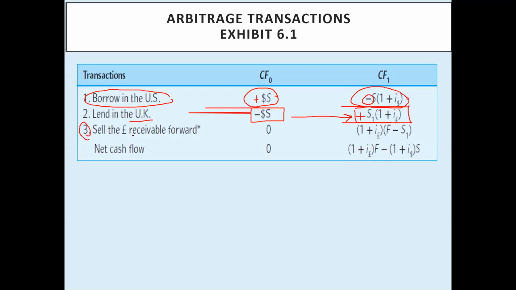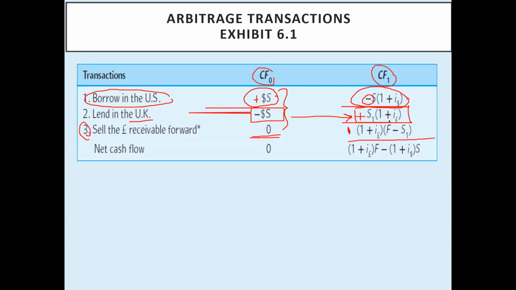Finally, I'm going to sell the UK proceeds forward so that I can lock in a US return as of today, okay? So this is the payoff from my forward contract. So overall, if I want to compute the overall cash flow of this strategy, at time 0, I will add up all these columns and it will add up to 0. That means at the current time, we are not out of pocket anything, okay?